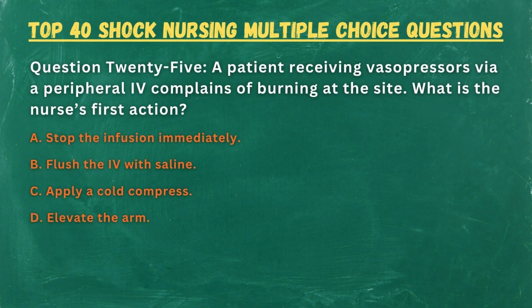Question 25. A patient receiving vasopressors via a peripheral IV complains of burning at the site. What is the nurse's first action? A. Stop the infusion immediately. B. Flush the IV with saline. C. Apply a cold compress. D. Elevate the arm. Answer: A. Stop the infusion immediately.